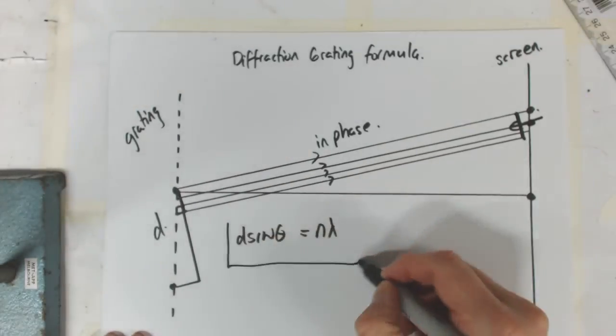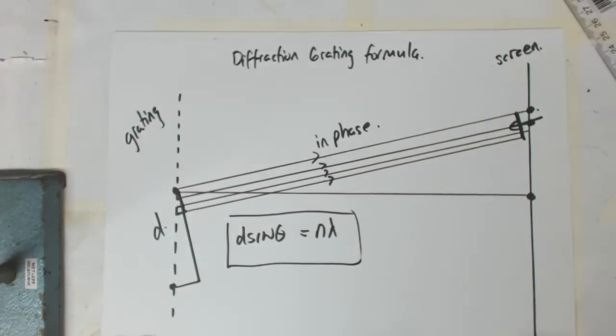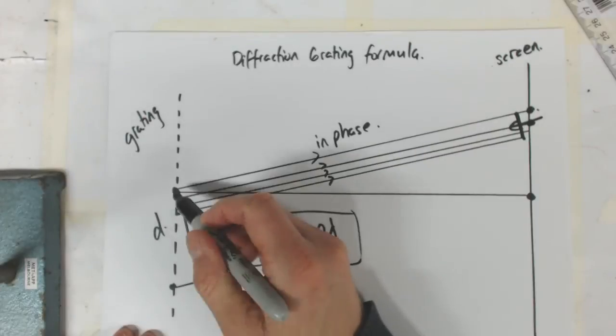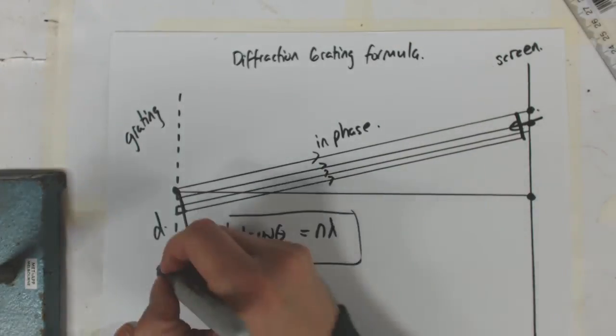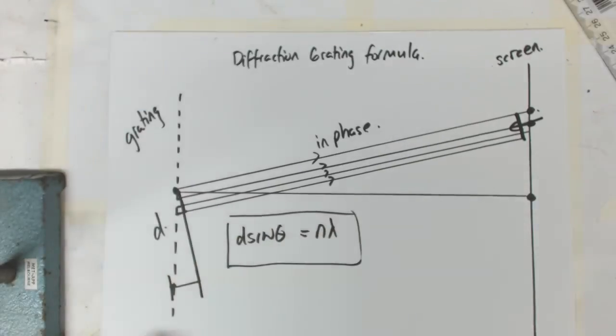This formula, therefore, is not an approximation. Alright, we did not have to approximate that formula. D sine theta truly is equal to N wavelengths, because that is D sine theta.